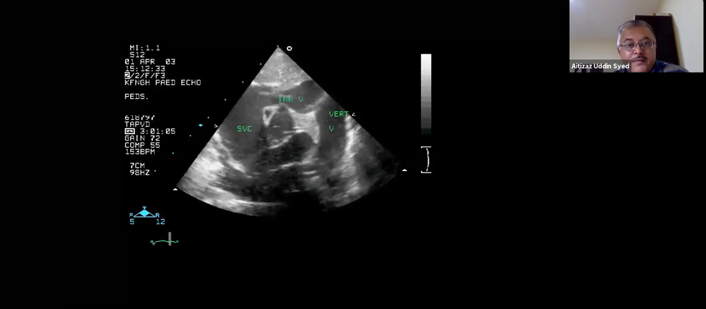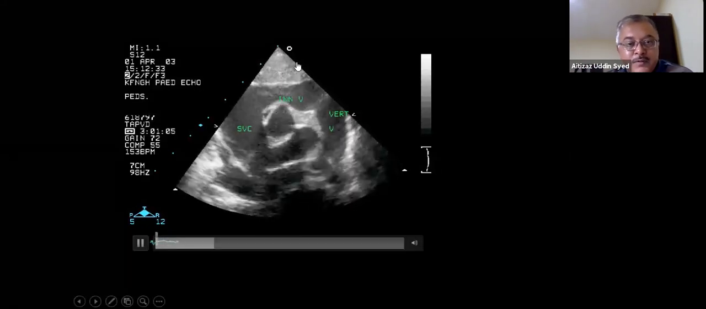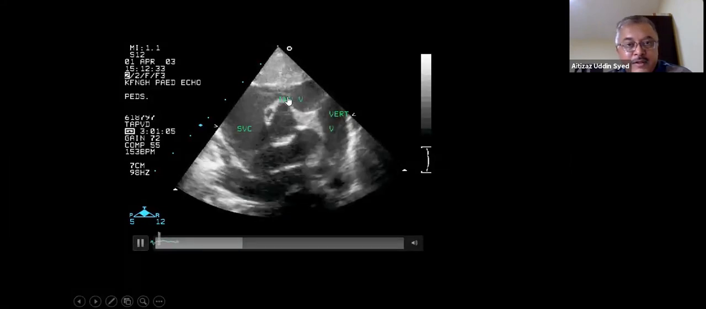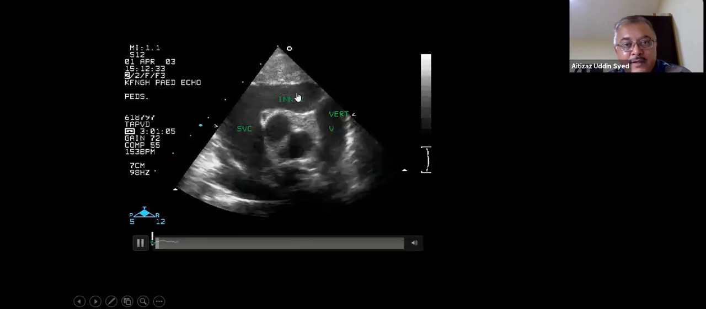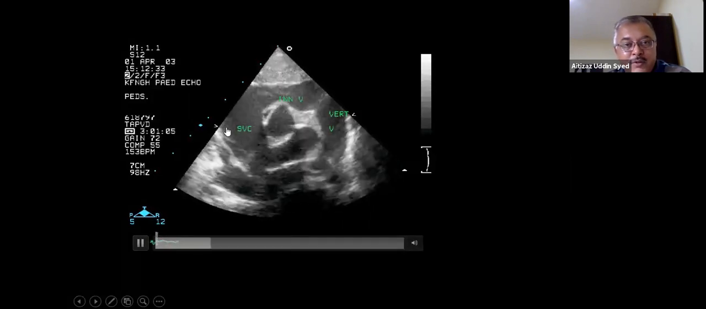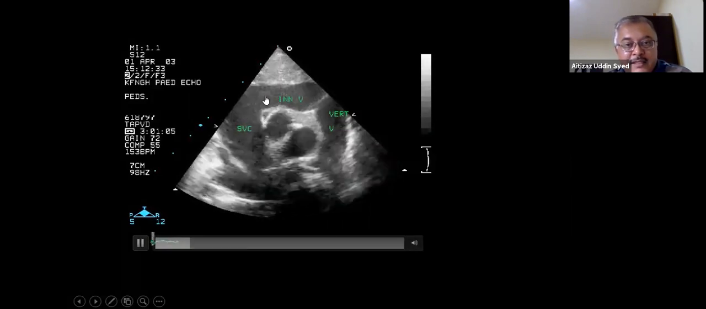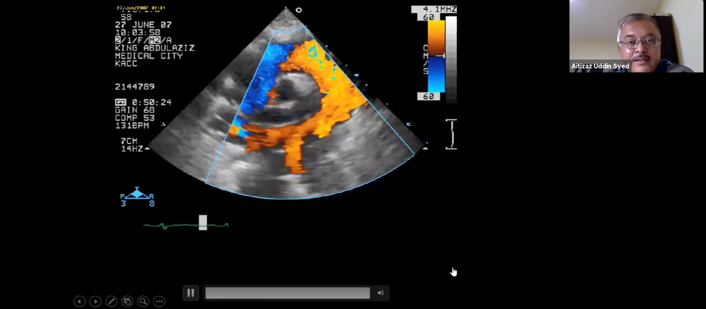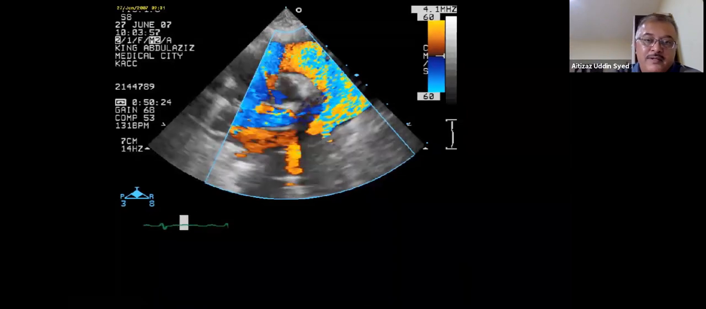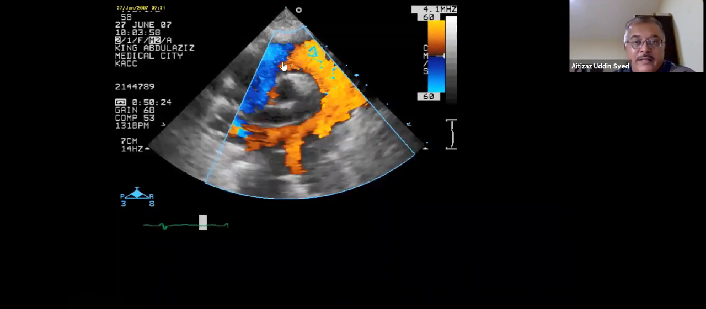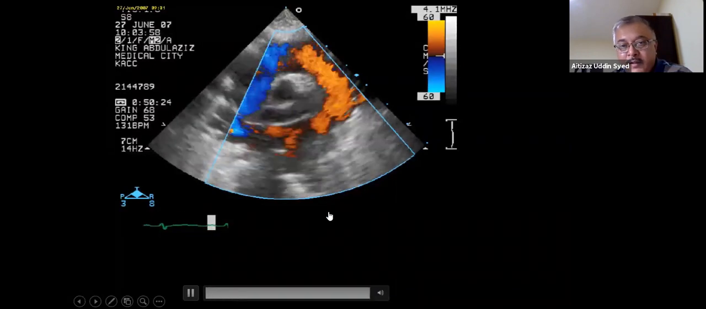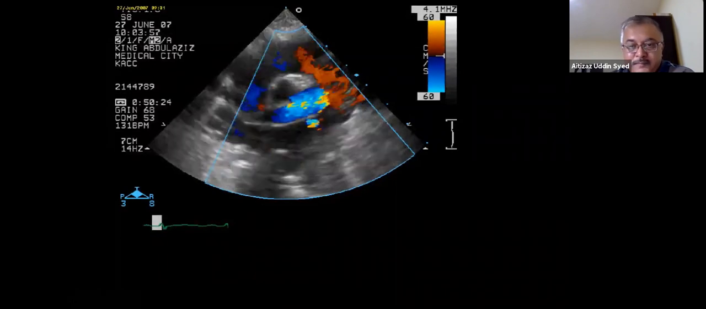So this is how the echo will show you. With the probe up, you see the vertical vein joining the innominate vein, and the innominate vein appears bigger. You can see a huge, big SVC, and if you put color on this, that's how the blood comes towards you on the vertical vein, and then goes down again in the superior vena cava on the right side.